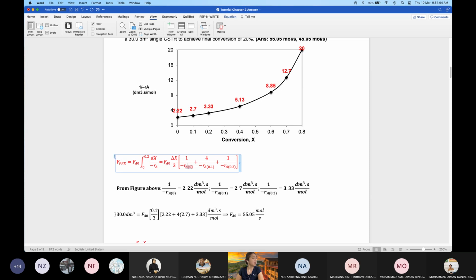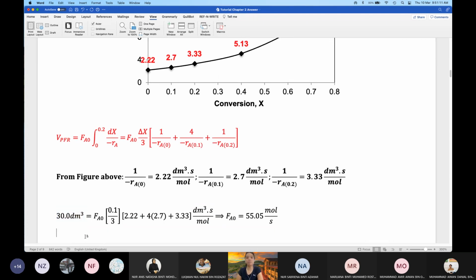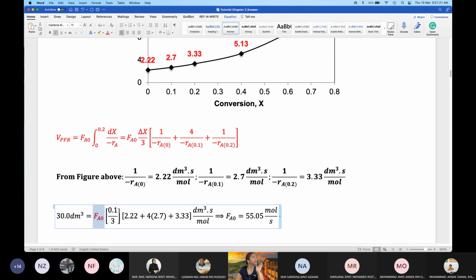So volume PFR 30, kejap. Dia macam kejap sangat. So volume of my PFR 30 dm³. Okay, given in the question, we want to find FA0. FA0 adalah apa yang kita nak cari. So FA0, we leave it as it is. Kamu kena ingatkan dalam equation I taught you, in mathematics equation, if you have one equation, you only can solve it if you only have one unknown.